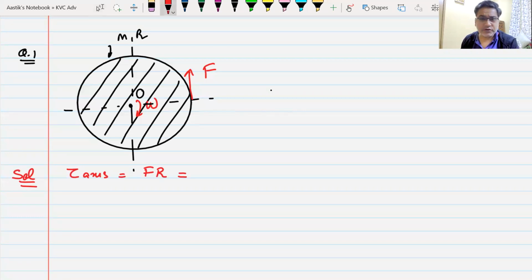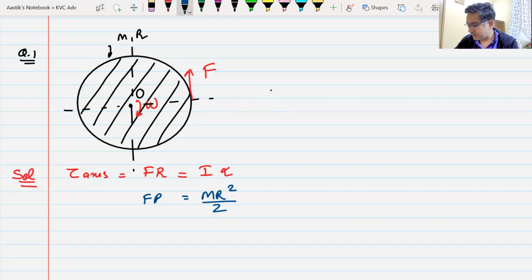That must be equal to what? I about the axis into alpha about the axis. How much is I? MR square by 2. That is F into R. From there you will get the value of alpha. So what is the value of alpha? 2F by MR. So it was so difficult for you to find this out?